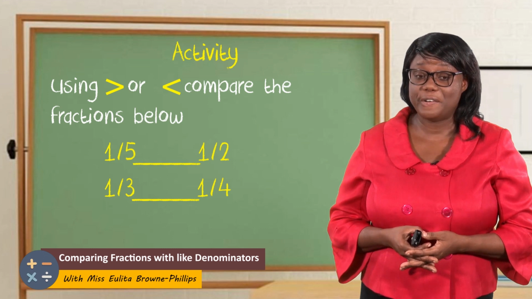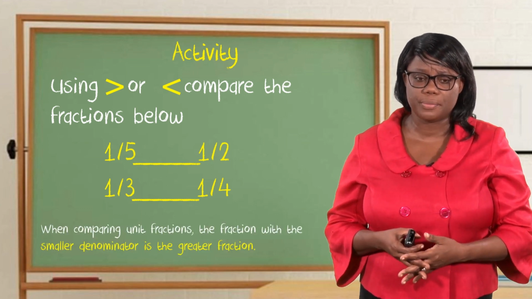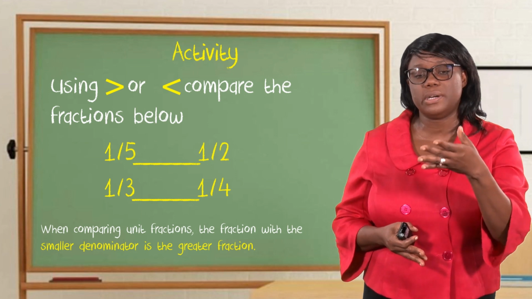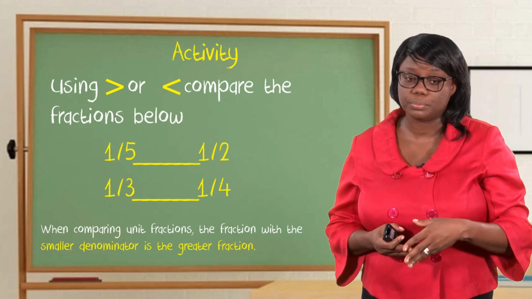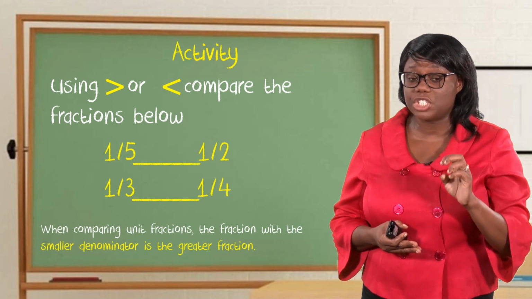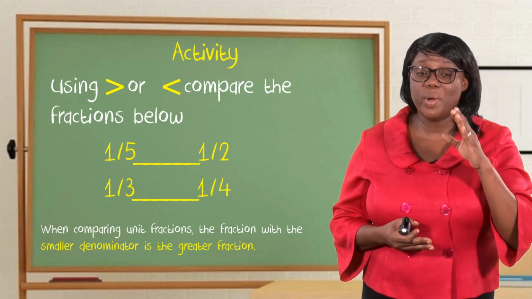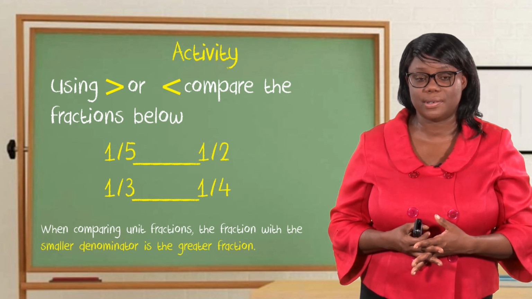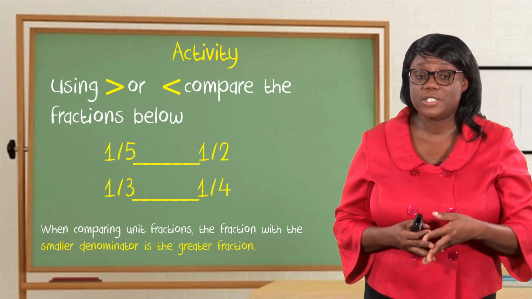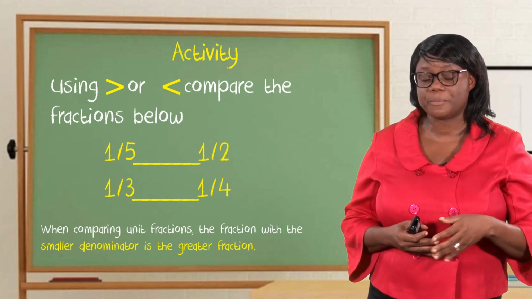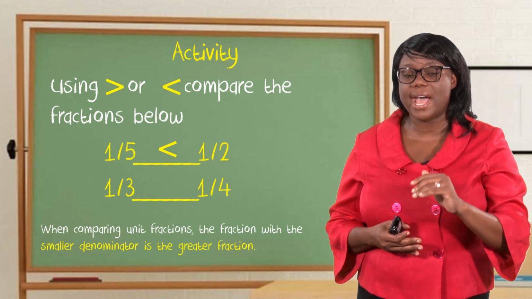Is 1/5 greater than half or less than half? Let's go back to our rule. Our numerators are the same, so let's look at our denominators. Our denominators are 5 and 2. We know that the fraction with the smaller denominator is the greater fraction. So which fraction has the smaller denominator? Yes, boys and girls, half has the smaller denominator, so it means that half is the greater fraction. So your answer should read 1/5 is less than half.